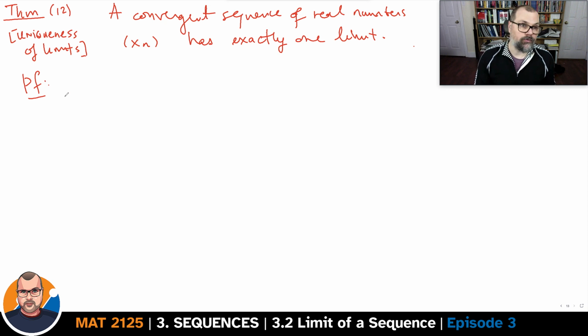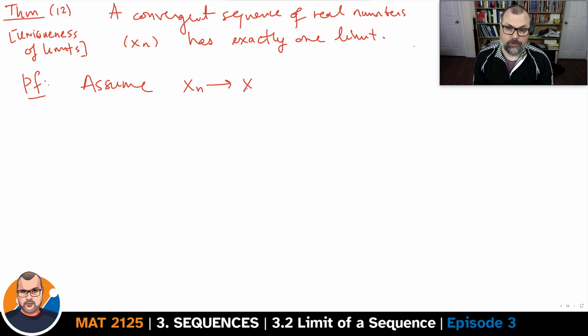And how are we going to prove that? We prove it the way we usually prove uniqueness in analysis. We're going to suppose that there are two limits, and we'll show that the only way that this can make sense is if both limits are actually the same. So we'll assume that the sequence xn converges to x, and that it also converges to x prime.